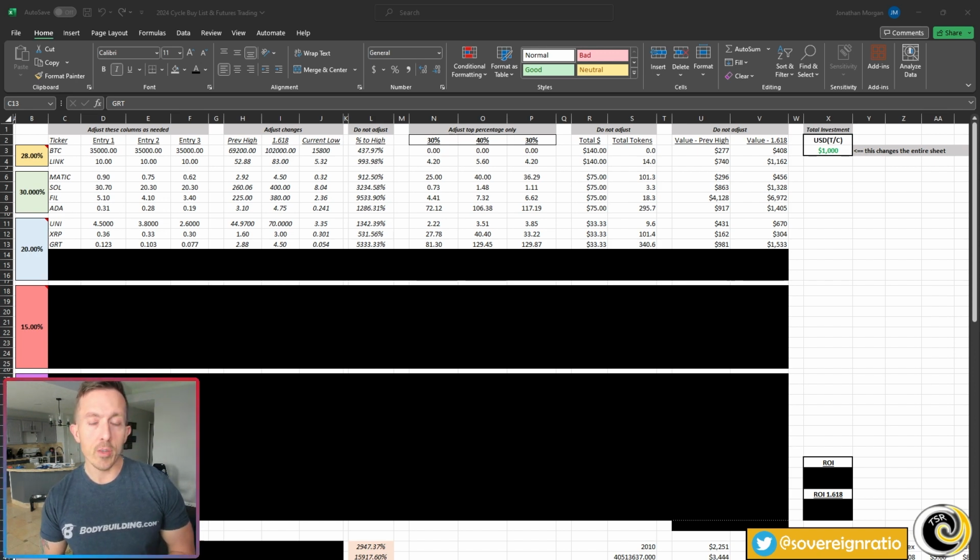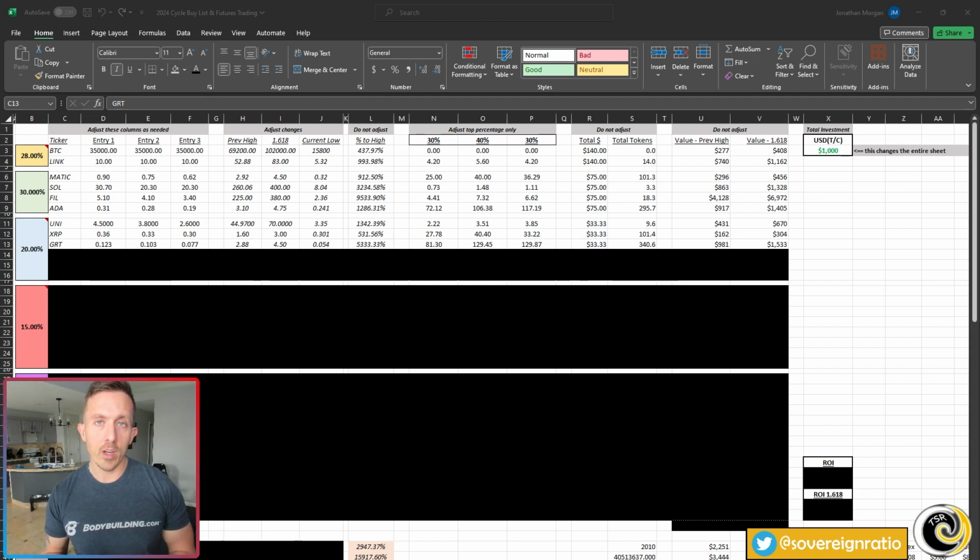The Graph is a utility token that deals with data, kind of like Chainlink, but The Graph deals more with API production than it does with just connection across the entire blockchain, although it does connect things across the blockchain as well. The Graph had a nice run up in the last bull run to $2.88, which would be the previous all-time high. The 1618 sits at $4.50.